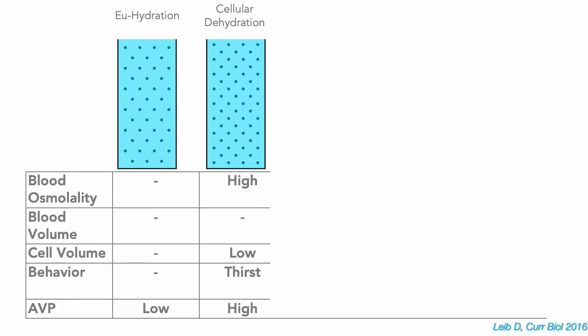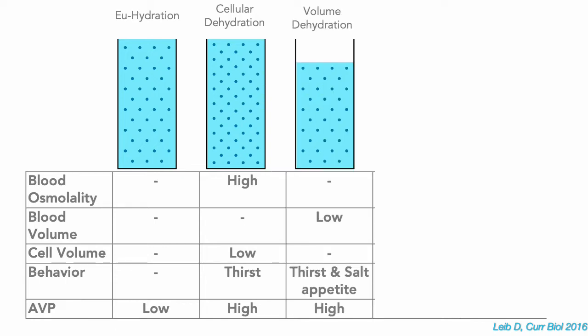So we have two different types of dehydration. We have what we call cellular dehydration, and we have volume dehydration or extracellular dehydration. And the difference here is that with cellular dehydration, we have high plasma osmolality versus no difference in plasma osmolality here. Blood volume is the same. Cell volume is low, so cells shrink. We are thirsty, and we have high vasopressin.